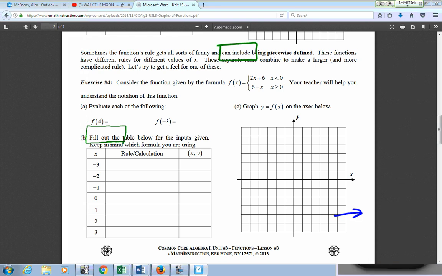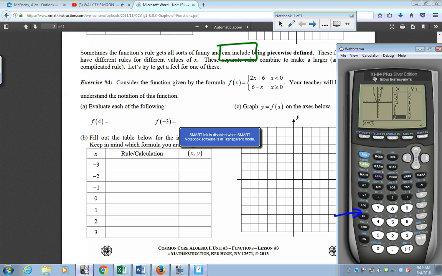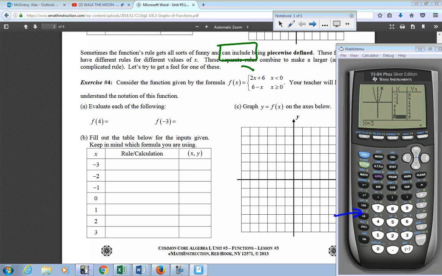So we got a piecewise function in this case. So you'll see two parts to this. There's two equations. These two right here, the 2x plus 6 and the 6 minus x, go in where y equals is. So those get typed in. And then this one says, for the inequality, x is less than 0.